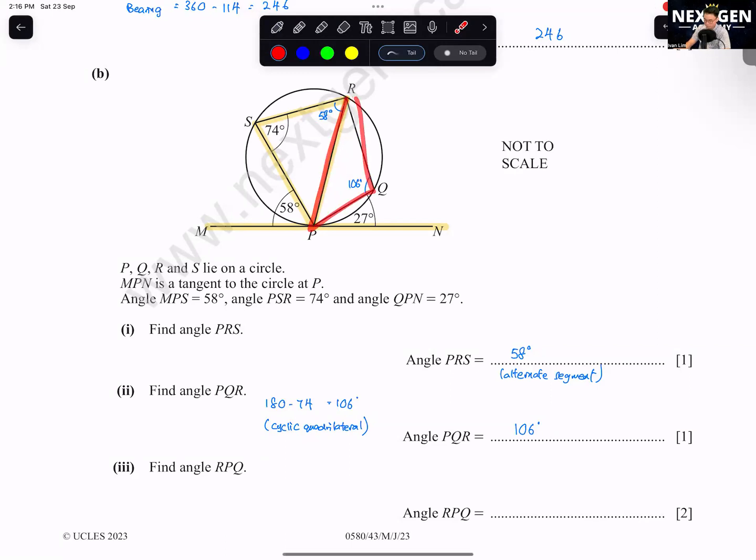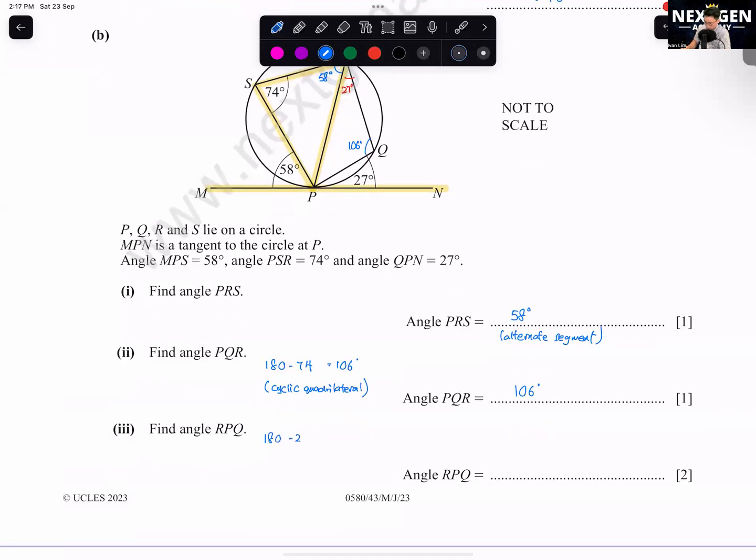Okay, I need to find another angle first. So here they give me 27, right? They give me 27 here. I can use alternate segment again. Here and here. So here is also 27 degrees. So this triangle here will be equal to 180 degrees. So I'll take 180 minus 27 minus 106, which will get 47 degrees.